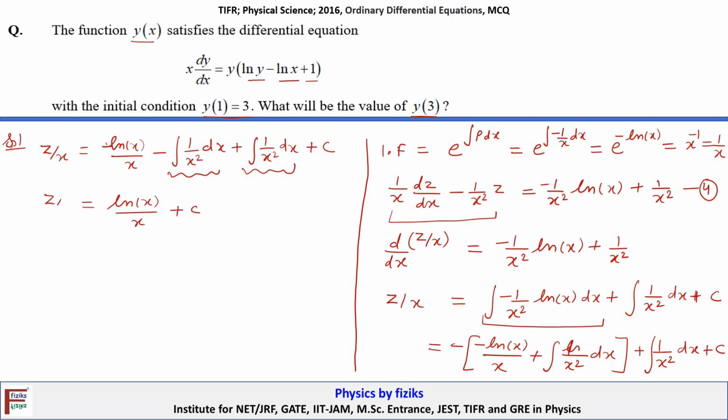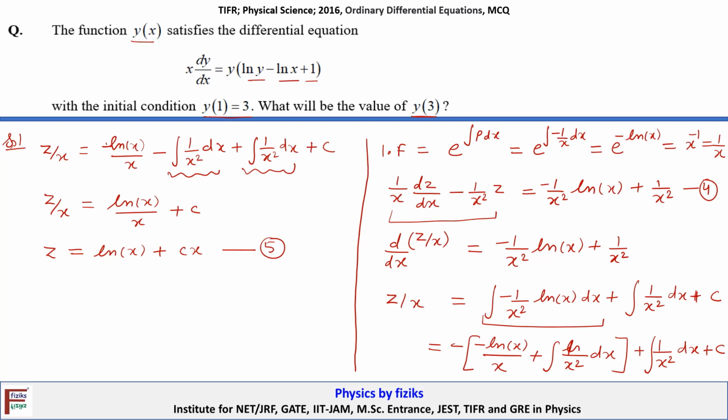Now multiplying the variable x to each term, we obtain from here that z is equal to ln x plus C x. This is equation number 5, and this is our value of z. But this is the solution in terms of z, and we have substituted z equal to ln y.